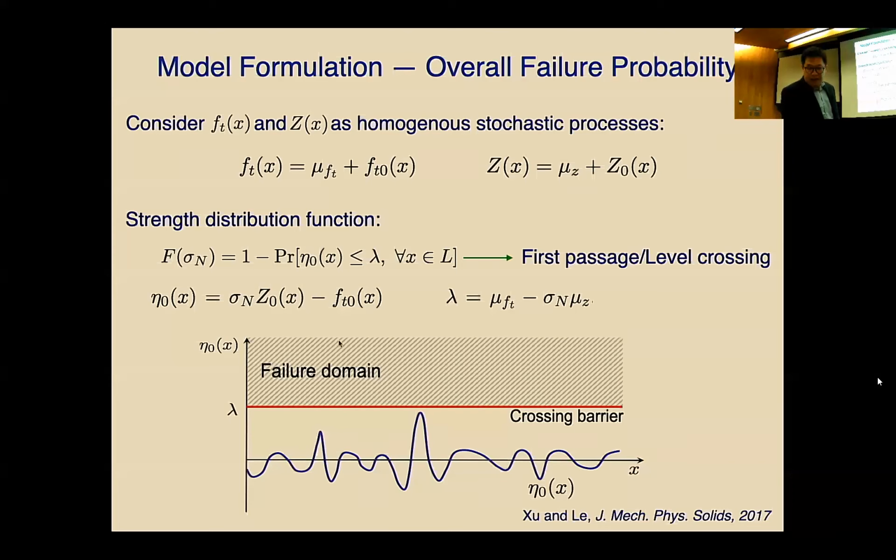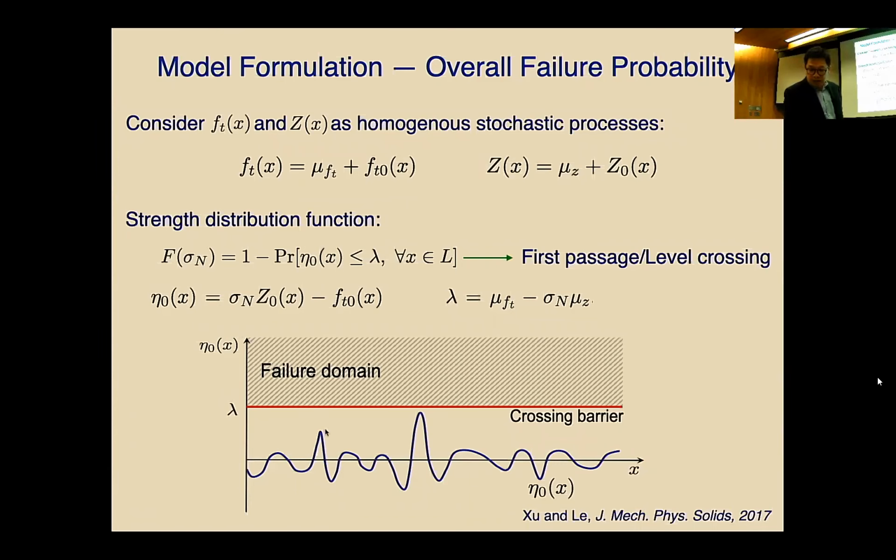Then you can find that I can define a new random field, eta 0(X). Basically, I just combine the random fields Z(X) and FT(X) together. Eta 0(X) is a combined random field from the stress field and the strength field. On the right-hand side is lambda, a constant for a given chosen strength parameter. So this becomes a very simple picture: what I want to calculate is eta 0(X), a random field in 1D.